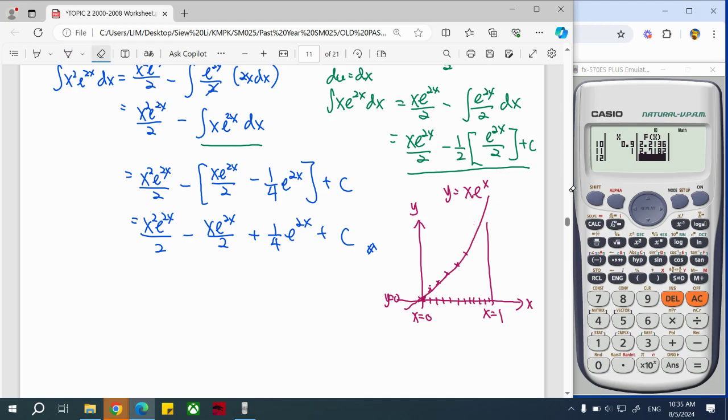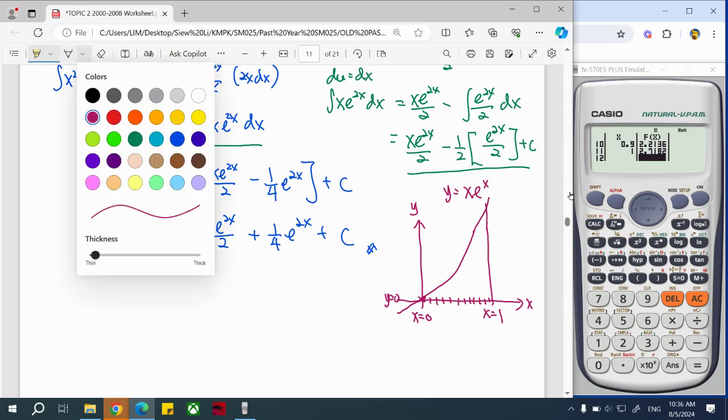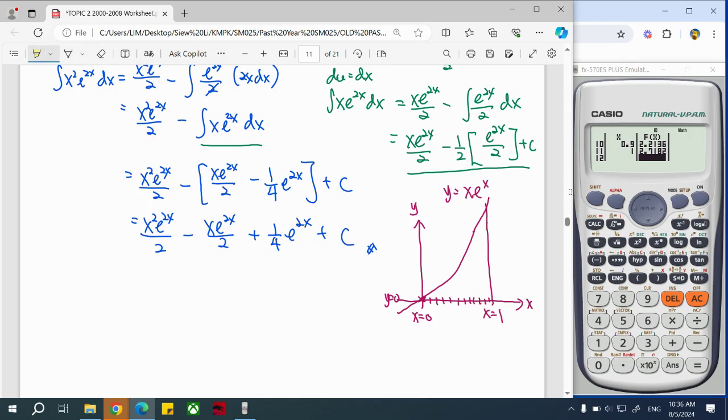Alright, so we can guess the shape of the graph. It will be in the shape of shooting up, shooting up in a curve. Alright, so the region bounded from x equals 0 to x equals 1, y equals 0, and the graph will be this region. So this is the region that we want to find the volume for.